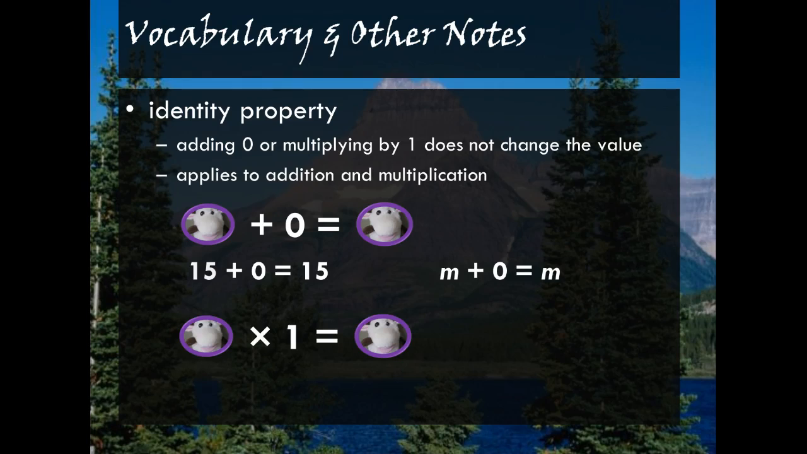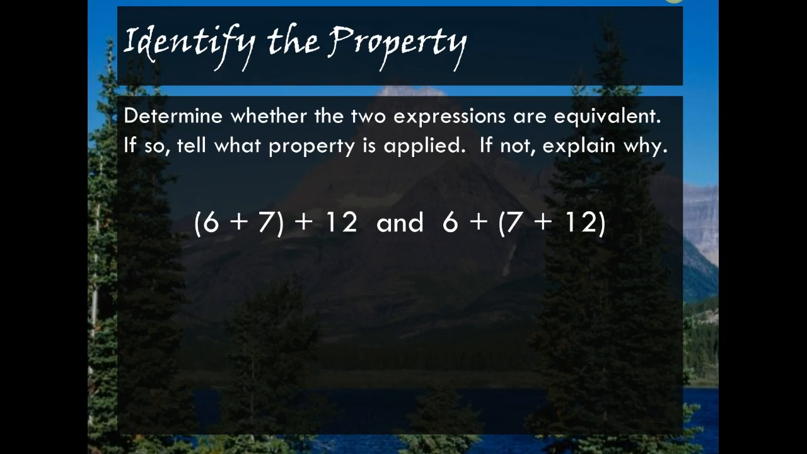If we would multiply Gottlieb times 1, we would still have Gottlieb. Any number multiplied by 1 will equal the number you started with. This is also true for any variable. Now that we have defined these 3 properties, let's apply them to some examples. In these problems, we are going to determine whether the two expressions are equivalent. If so, we will identify the property, and if not, we'll need to show or explain why.